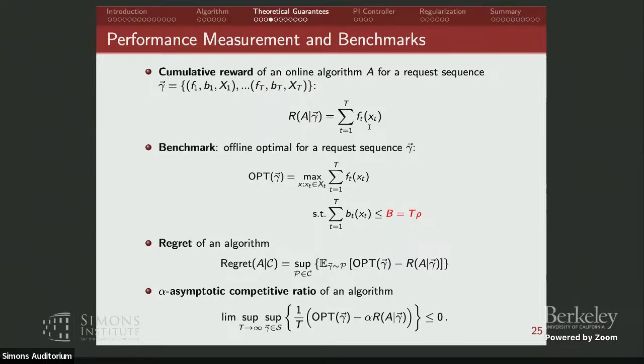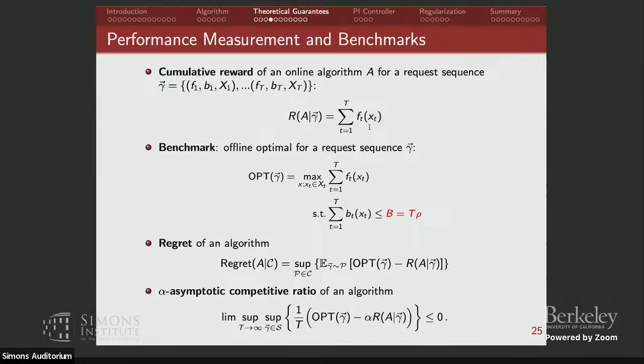So this gamma, this arrow, means all of the requests. Given all of the requests, we can construct this offline problem, and we let OPT be the optimal offline value. So the regret of the algorithm is defined as the gap between the OPT and the reward collected by the algorithm. We can also talk about the competitive ratio for some of the input models.